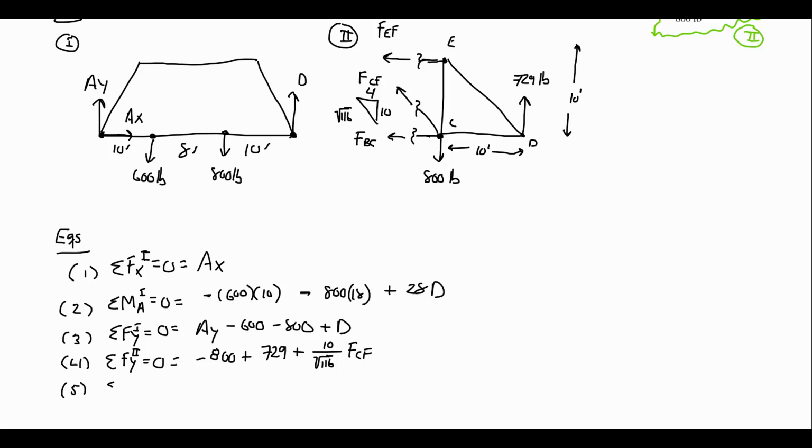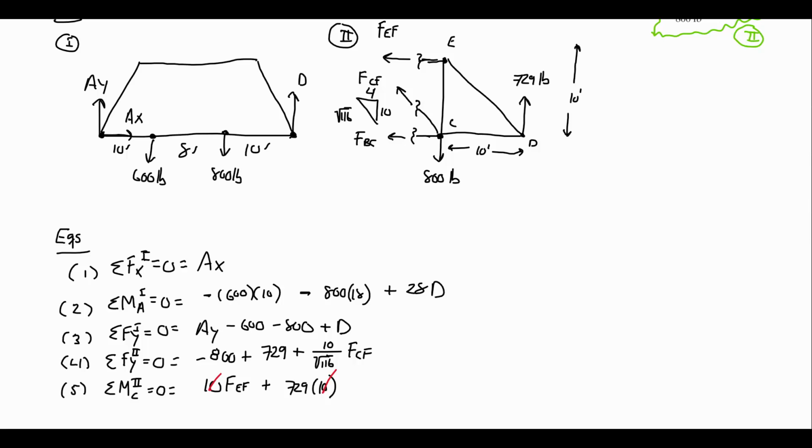Now, I'm going to go with a moment, and I can take the moment around C. And that's a good location in this picture because it eliminates FCF and FBC if I do that. So taking the moment around C and the 800-pound force, I am going to have 10 FEF, and I'm going to have plus, and that's going to be counterclockwise, so positive, plus 729 times 10 as that equation. And I can right now see that the 10s are going to drop out, but I'll handle that in the solve step.